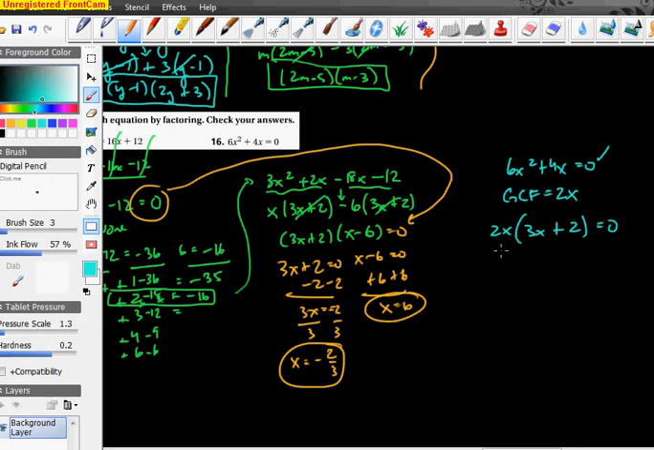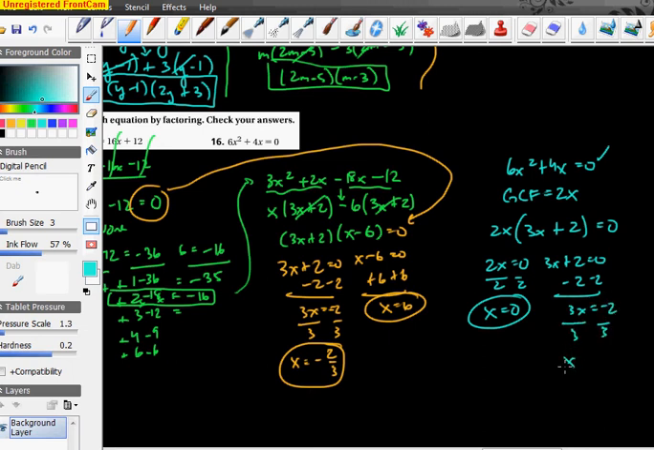2x, no more x squared. So now we set 2x equal to 0 and 3x plus 2 equal to 0. Divide by 2. X is 0. Subtract 2. Divide by 3. And there we go.